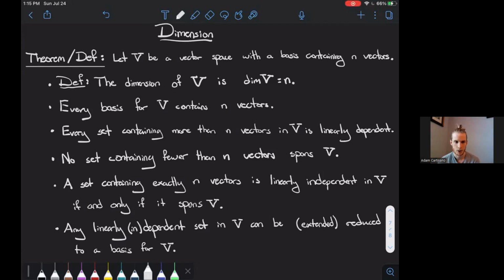Well, there's more that we can say, which is that every set containing more than n vectors in V is linearly dependent. If you take a basis and add even one more vector to it, then your set is going to be linearly dependent. Also, the contrapositive of that statement shows up in a different theorem, I think theorem 3.10, and it says that if you have a linearly independent set, that set must contain at most n vectors. So n or fewer.